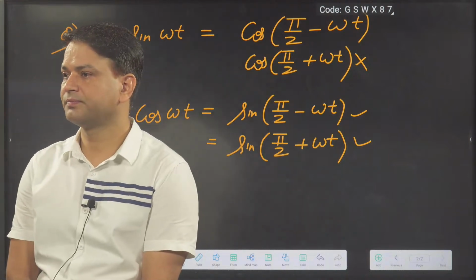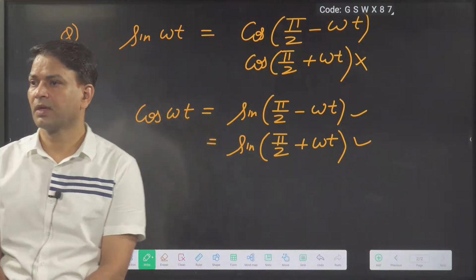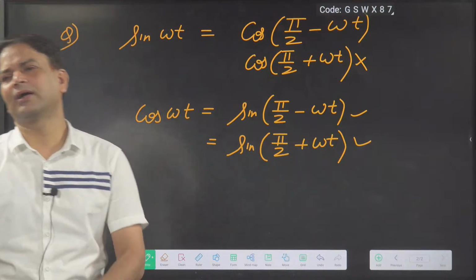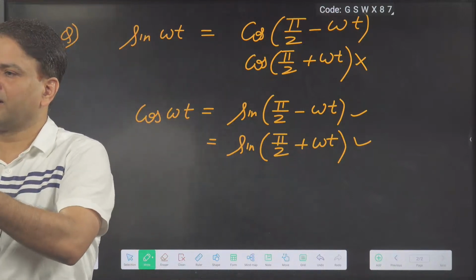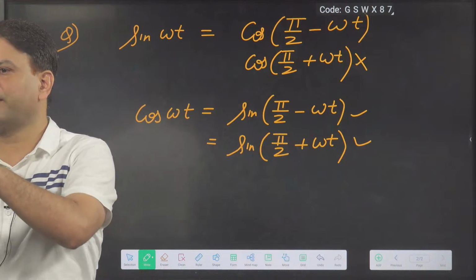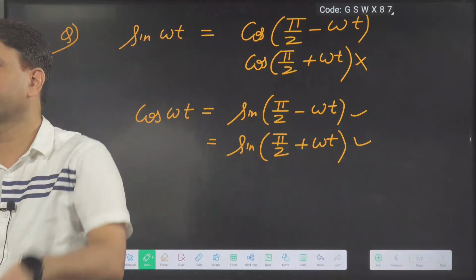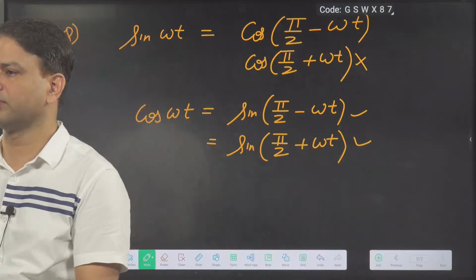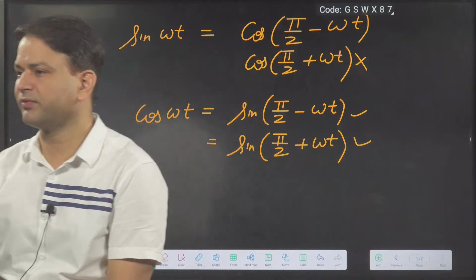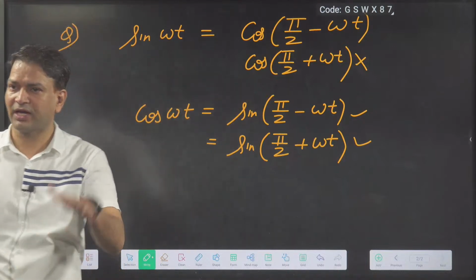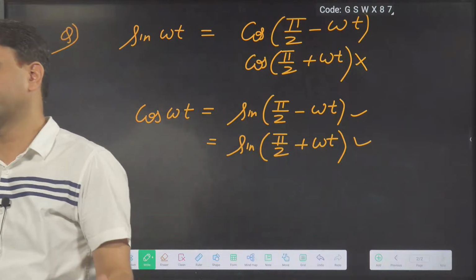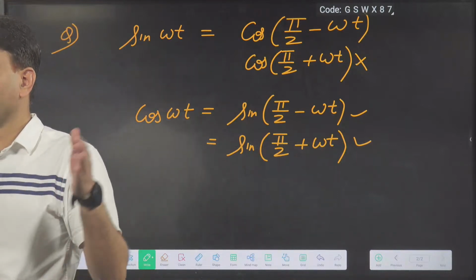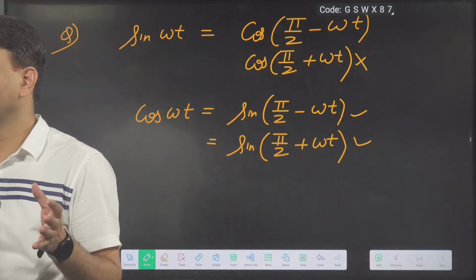Everybody got it? 3 pi by 2 and 5 pi by 2 we will rarely use. Why unnecessarily? We are not learning trigonometry for its own sake. We are learning the trigonometry that we are going to use in physics. Unnecessarily we can make the problem lengthy and waste time. So we are learning this only for physics, and in physics we mainly deal with pi by 2 minus omega t and pi by 2 plus omega t, when we want to convert sine into cos or cos into sine.